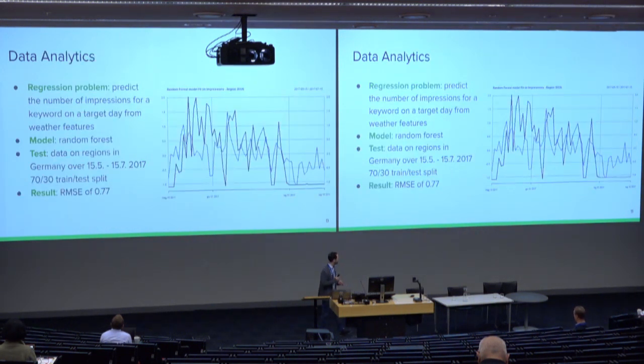So once we enrich the dataset, we can run the analytics. People at JSI started to address the regression problem, so how we can predict the number of impressions for a keyword on a target day for a given region and from weather features. They found out that the random forest is the best predictive model in that case. They ran several tests on regions only in Germany over 3 months of 2017. And they achieved an RMSE of 0.77. As we will see, the score is not so good, but since we need to find the peaks in the impressions, you will see that this is a good result.